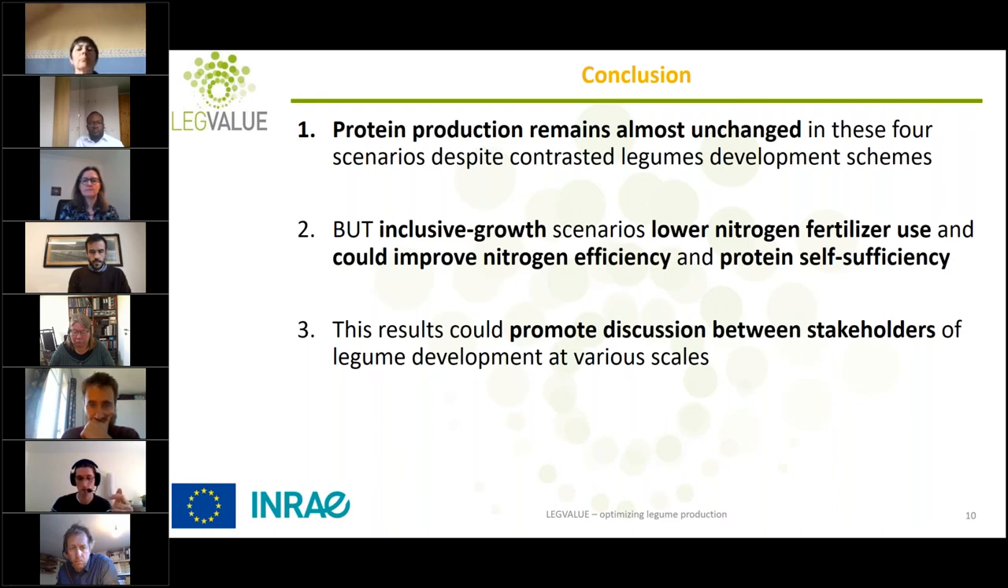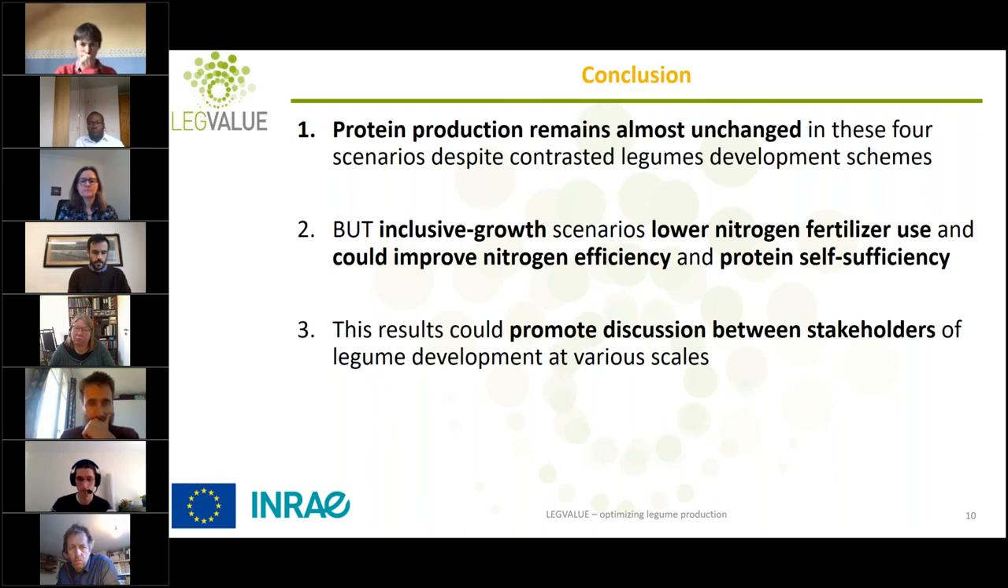But these changes could lead to a much, much better nitrogen efficiency because we will use far less nitrogen fertilizer to produce the same amount of protein. And that is possible if context is favorable to inclusive growth policies.